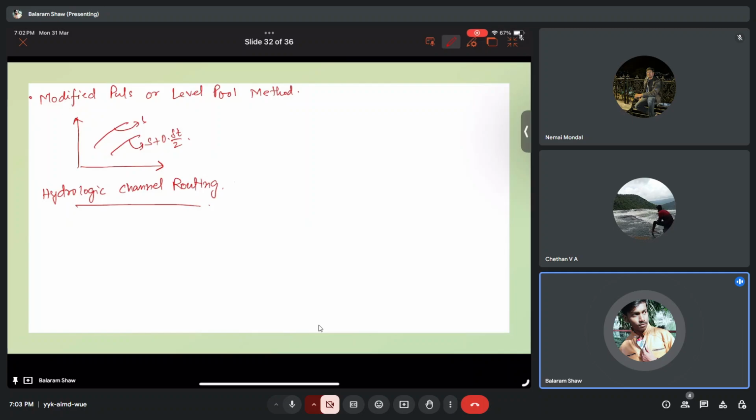So what we considered here, let's say you have one conveyance system, something like this.